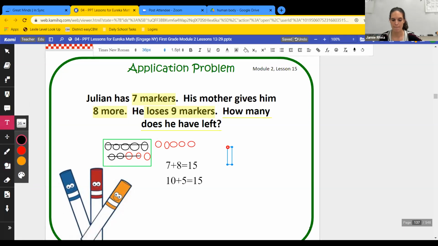Now I can say that 15 minus, because there's 15 markers altogether, we lost 9 of them, so minus 9 equals, how many did we have left? We had 1, 2, 3, 4, 5, 6. We had 6 left. So how many markers does he have left? He has 6 markers left. Nice job, guys. You may erase your board and let's get ready to have a lesson with Miss Curry today.